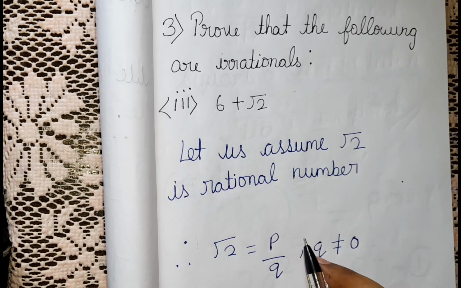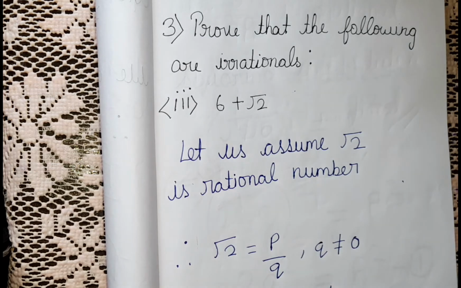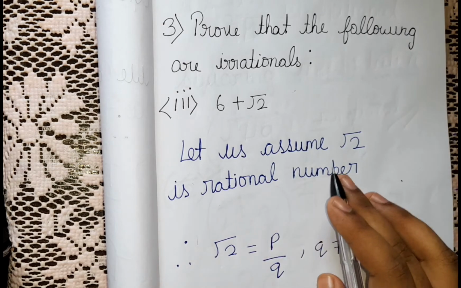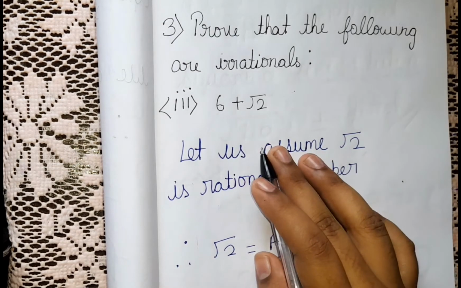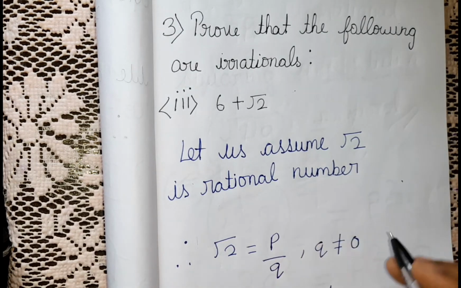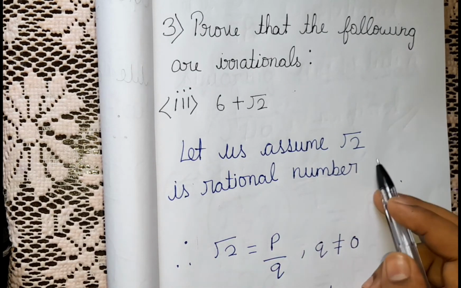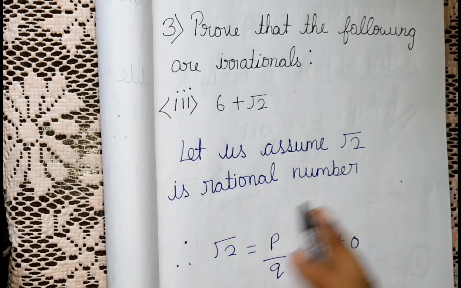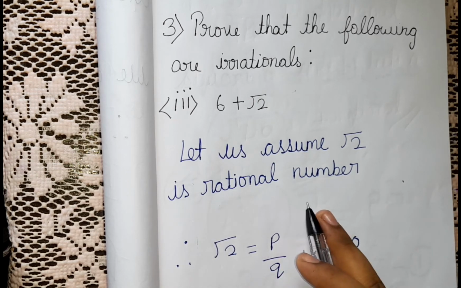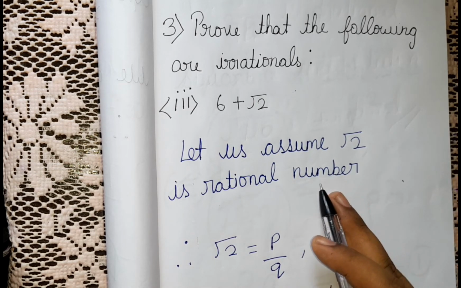Whenever you get this sort of root question, what you are supposed to do first is write, let us assume root something is a rational number, whatever number you get in that place. For example, root 2 is a rational number, or root 3 is a rational number. Why? Because for getting the proper answer, we are supposed to first take that particular value as a rational number.